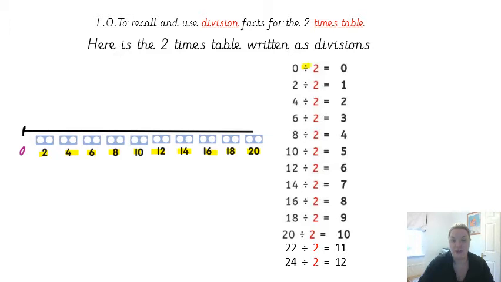Remember, the sign for division is like this. If you divide anything by 0, the answer is always 0. If you've got 2 and you're dividing it by 0, it's still going to be 0. 2 divided by 2 is 1. So remember, if we turn that around, it's the same as 1 times 2 equals 2.